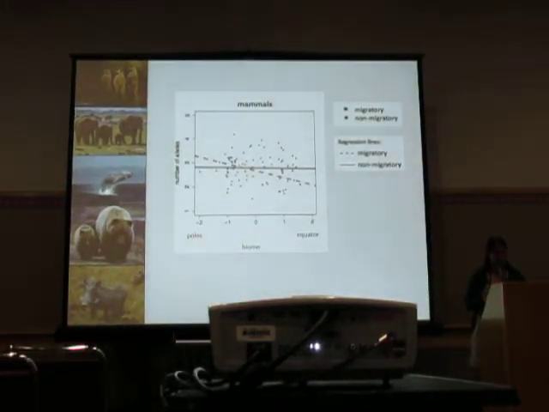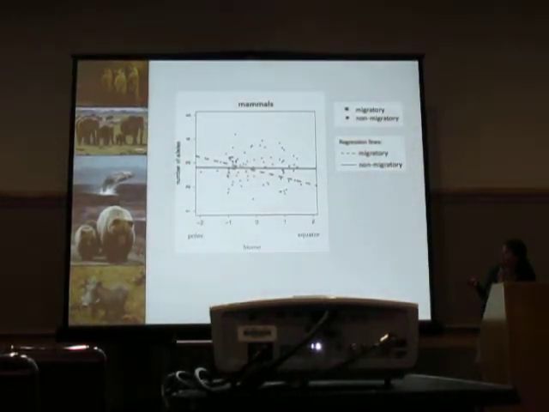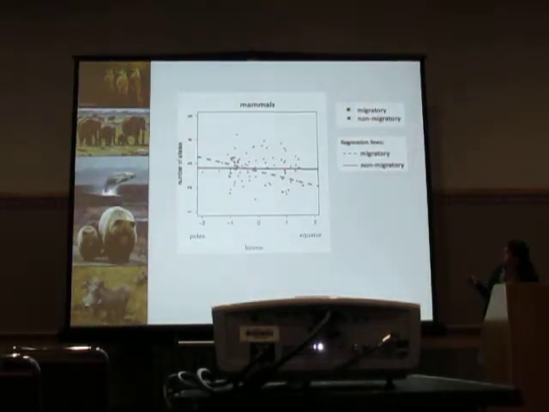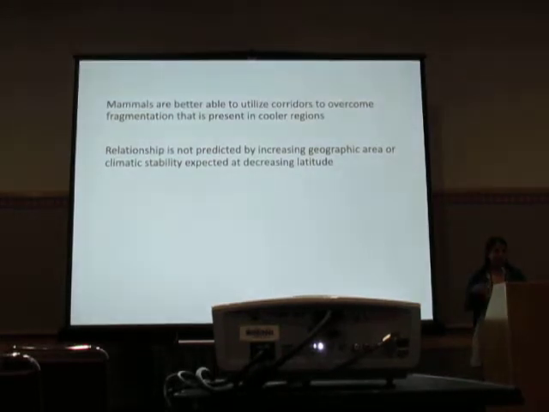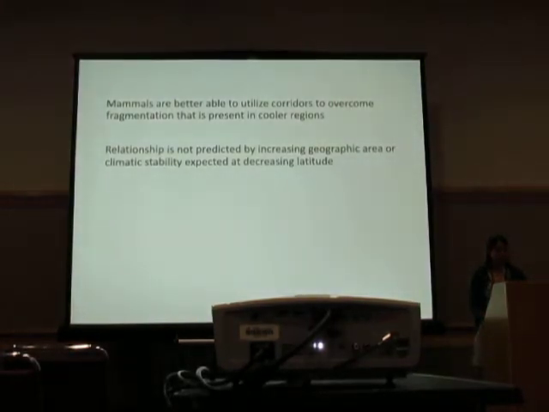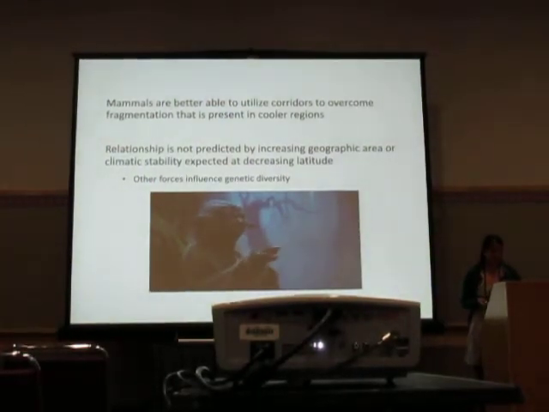In migratory mammals, we had significantly less genetic diversity in general in the habitats closer to the equator than habitats closer to the poles. And again, we don't see a relationship in the non-migratory group between poles and equator. Considering that we saw an opposite relationship in the migratory amphibians, where they were less diverse in habitats closer to the poles, whereas mammals were more diverse in habitats closer to the poles, we suggest that perhaps mammals are better able to utilize corridors to overcome fragmentation that may be present in temperate regions. Therefore, we determined we can't predict relationships between biome and genetic diversity, and between migratory and non-migratory species, based on geographic area or climatic stability, and perhaps other forces may be influencing genetic diversity as well.